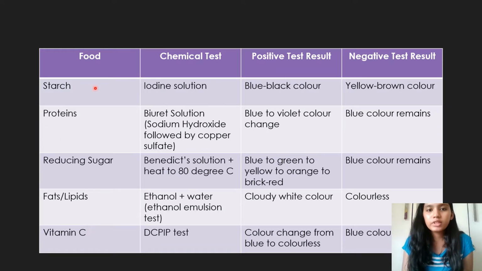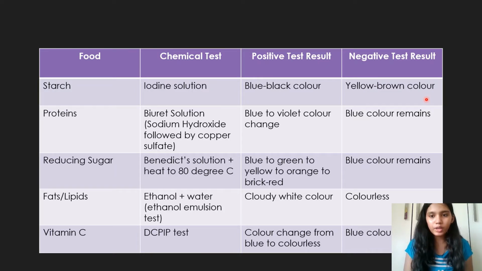Okay, so for starch, you have a very easy chemical test. You add it to a solution of iodine. If the food sample contains starch, it will turn into a blue-black color. If not, the color of the iodine solution remains yellow-brown. This is important also to test for the storage of starch in plants, but there's a different method. So you don't use the same method for plants.